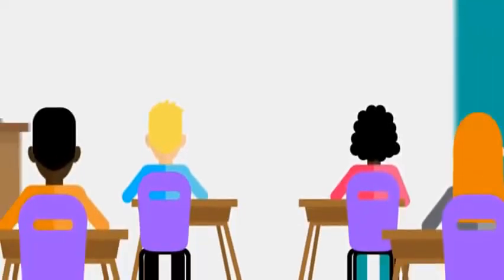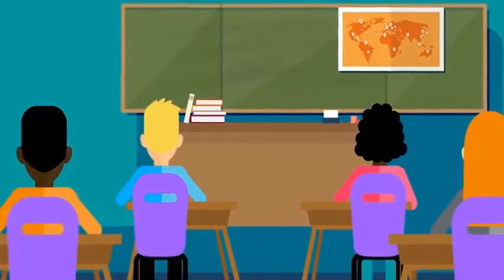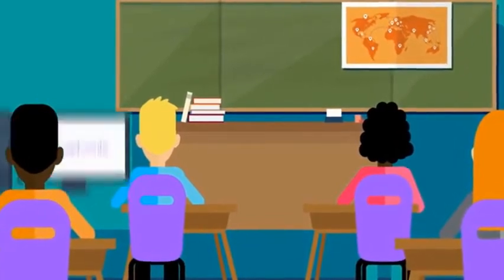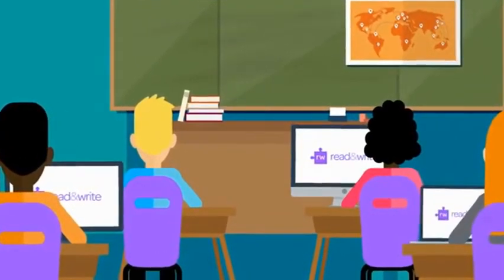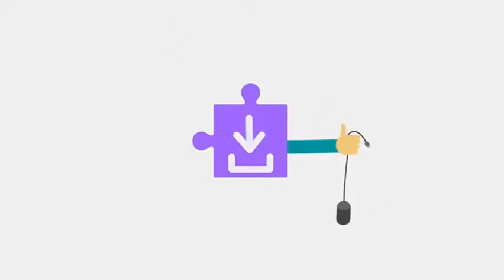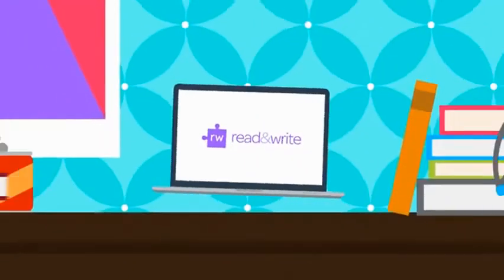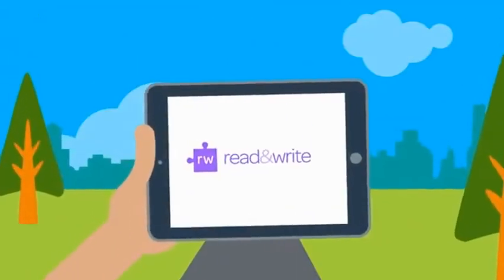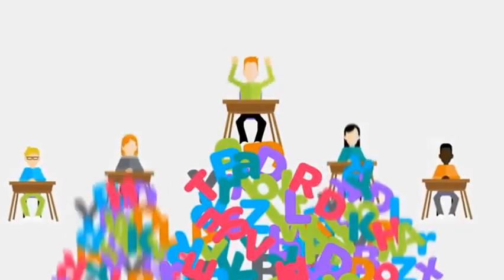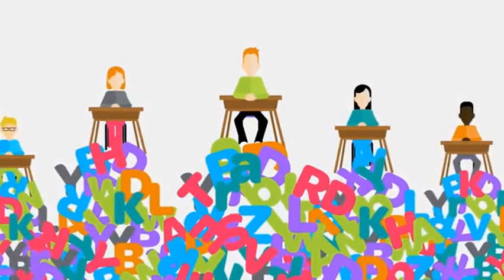Read and Write is easy for schools to deploy and use. One license gives full access for every type of device: PCs, Macs, Chromebooks, and tablets. And it's always up to date, with updates being delivered automatically. So support is a breeze for busy IT staff. Sign in and you're good to go, in class, at home, or on the move. So why not give every one of your students a valuable literacy boost with our best ever Read and Write?